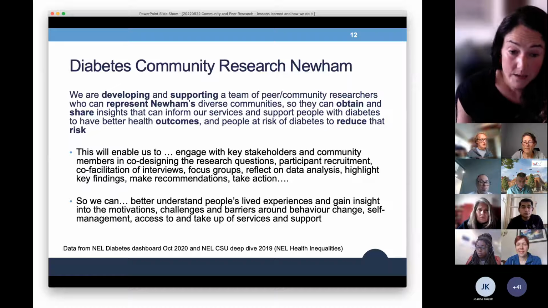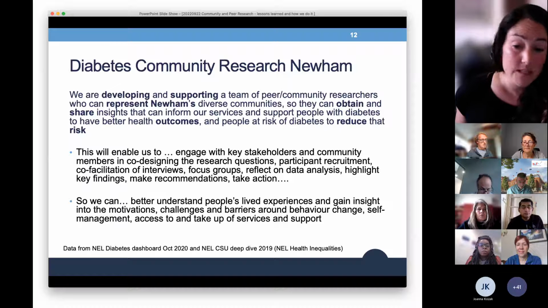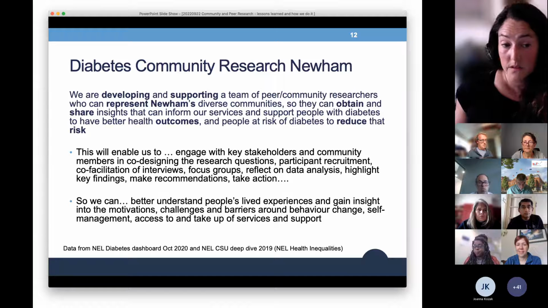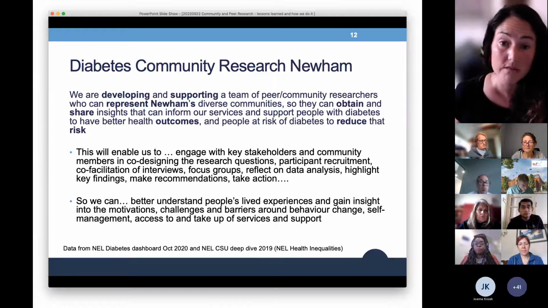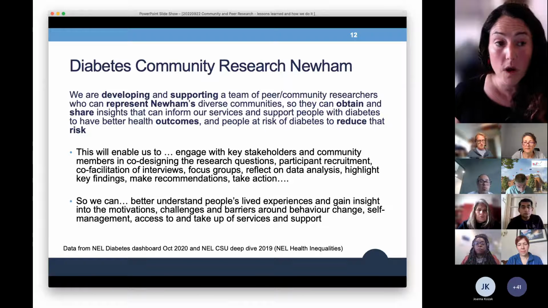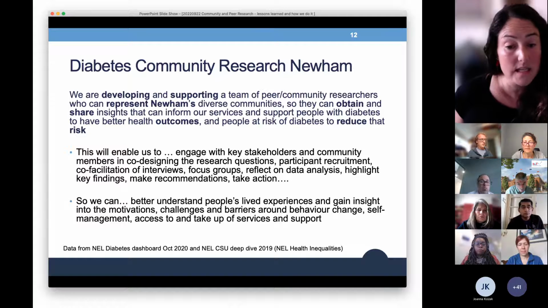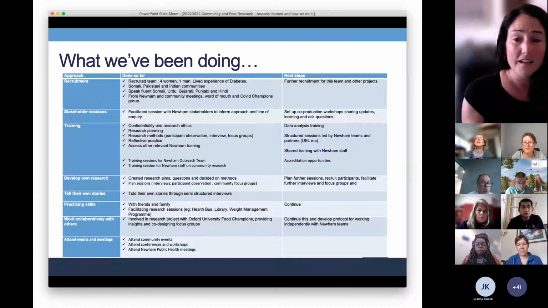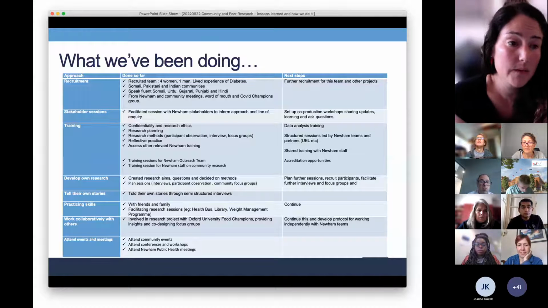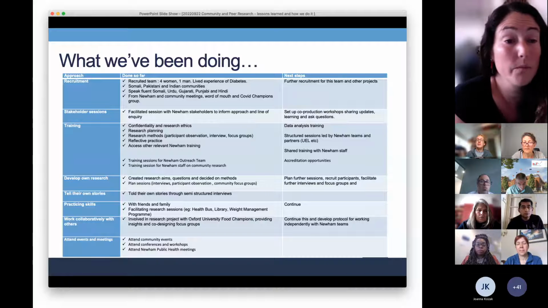So essentially the main aim is about understanding people's lived experiences, gaining insight for the diabetes prevention work into the motivations and challenges or barriers around people's behaviour change, and really thinking about how and why people either do or don't access and take up services. As I said, I'll send out these slides so you can see them in more detail, but just to let you know what we've been doing.